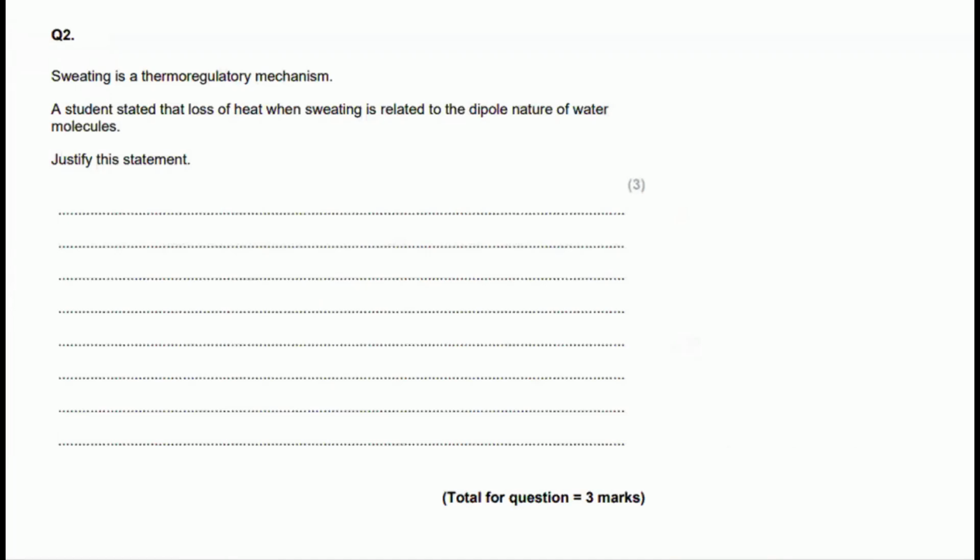Okay, so for this next question, question 2, sweating is a thermoregulatory mechanism. A student stated that loss of heat when sweating is related to the dipole nature of water molecules. Justify this statement. Now, 99% of the questions you get on water are going to need you to bring up the chemistry behind water's properties. So once again, they've told us that water has a dipole nature. What does that mean? Well, look at our diagram.